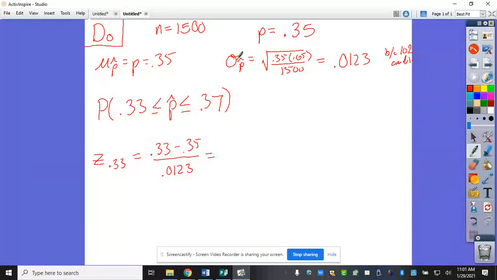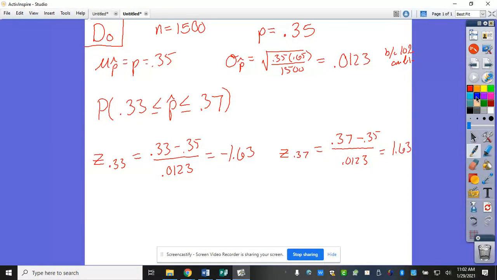And so we end up getting, what is our Z-score there? Negative 1.63, our Z 4.37. It's going to be the same thing, but positive just because it so happens to be 0.02 above and it was 0.02 below. It's not always going to be the case that we do them that way.